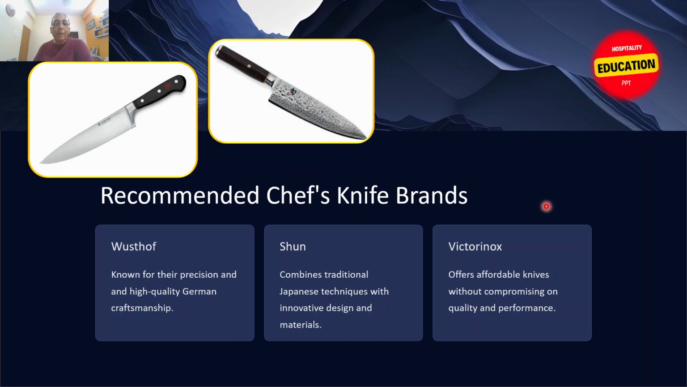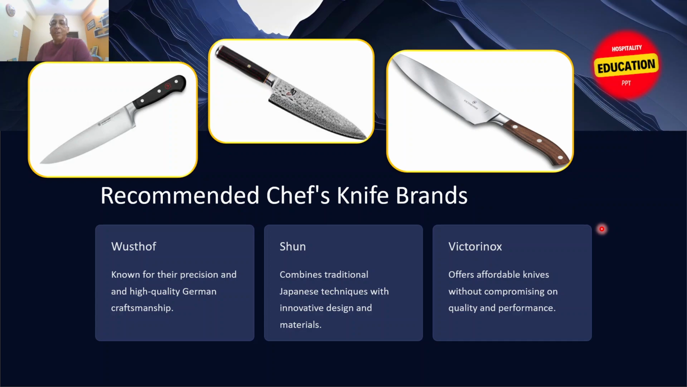The second one, you can see the image here, is known as Shan, which combines traditional Japanese techniques with innovative design and materials. It is also a very popular brand in the kitchen world. And the third one is known as Victorinox. You can see the image. It offers affordable knives without compromising on quality and performance. So these are the recommended, very popular knives available in the world, and they are always seen in different international and national kitchens.